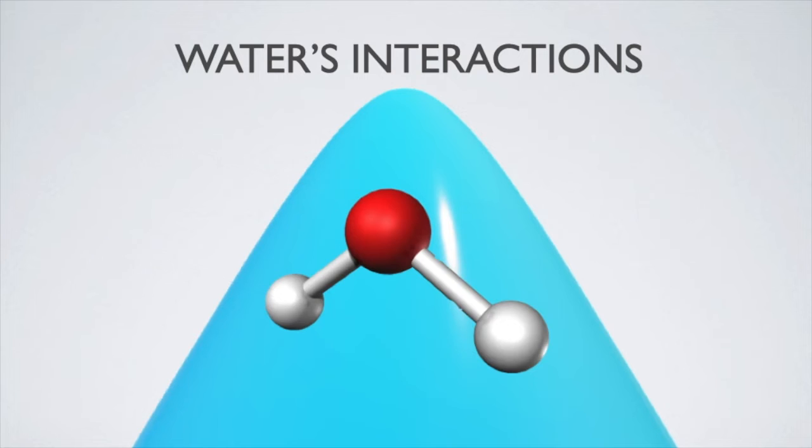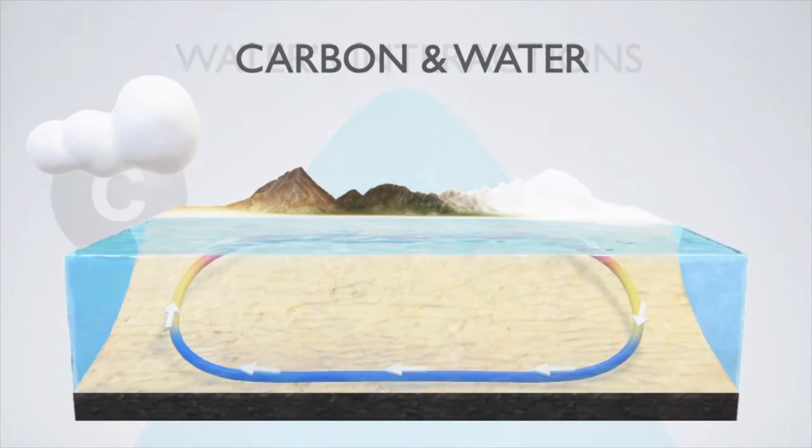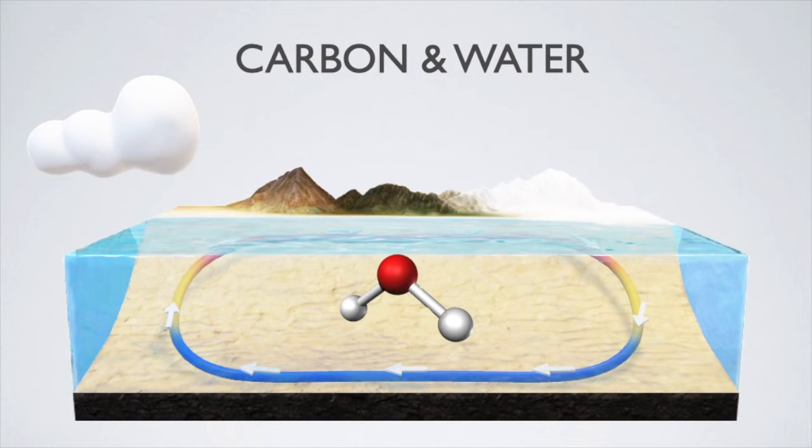One such element the water molecule interacts with is carbon. We see this chemical interaction between carbon and water while water exists in the ocean and carbon is in the Earth's atmosphere in the form of carbon dioxide. Their interaction takes place around the surface of our oceans.